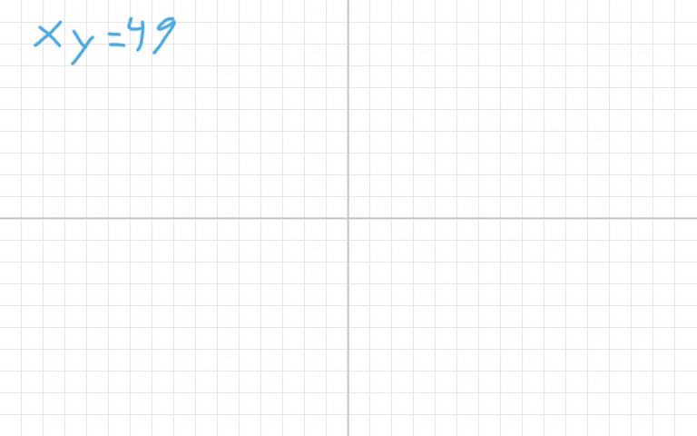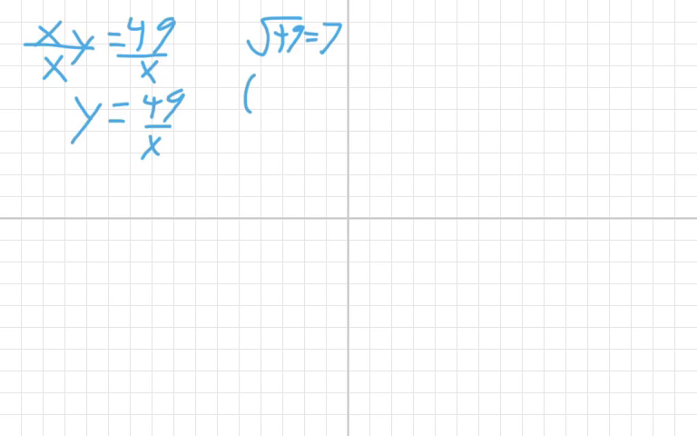The next problem, example number 3, says xy is equal to 49. The easiest way to figure out how to graph this is to just divide both sides by x. And then we got y equals 49 divided by x. Now the one thing I'll mention about this particular type of problem is that we know that the square root of 49 is equal to 7. Which means if I was asked for a vertex, it would be at 7, 7, and at -7, -7.